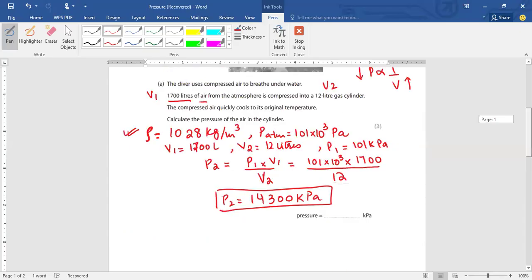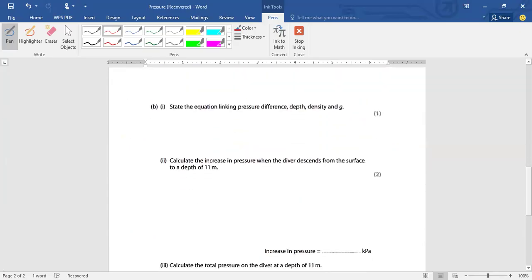All right. What about this question? State the equation linking pressure difference, depth, density, and rho. So what should be the answer? Pressure difference equals the depth times density times gravitational field strength. So we will write delta P equals rho g delta h, right?